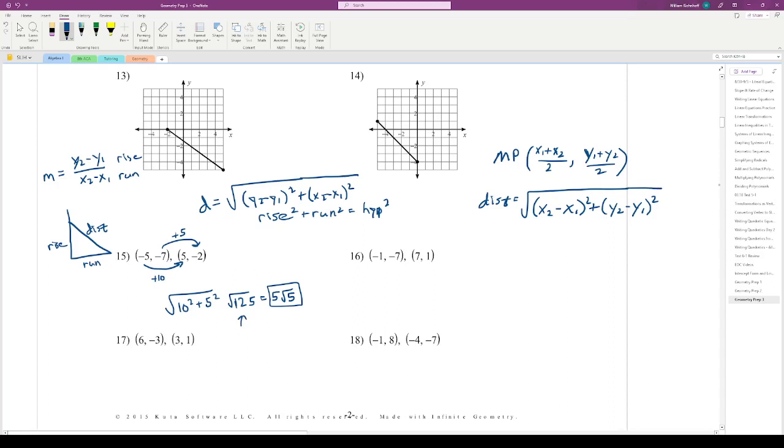So try those out, see how they feel. This is a big thing to kind of get a head start on geometry. You're definitely going to want to have this in your tool belt.